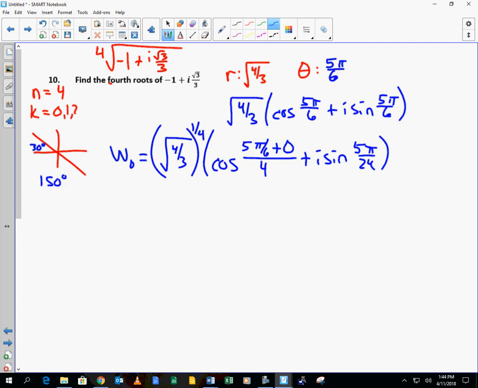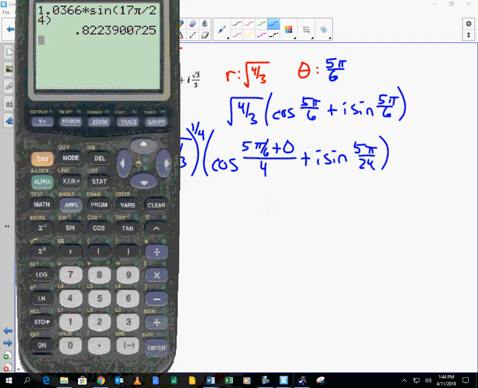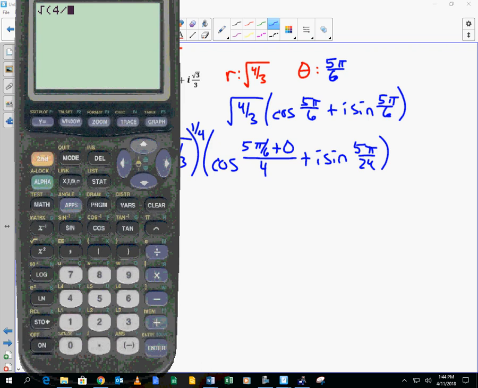And so watch what I'm going to do here, okay? I'm going to turn all of these pieces into a decimal, and that's going to help me out. I'm going to first find the decimal for that radius portion out front. The square root of 4 divided by 3. I need to raise that to what power? Raise it to the 0.25 power, and I get 1.0366. Parentheses.